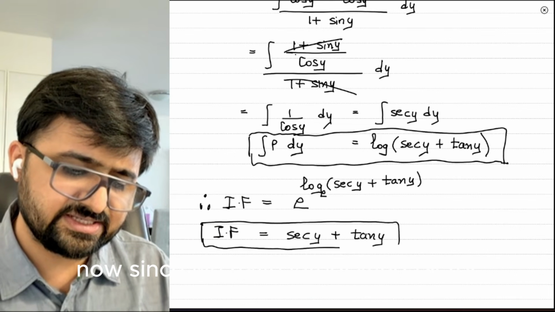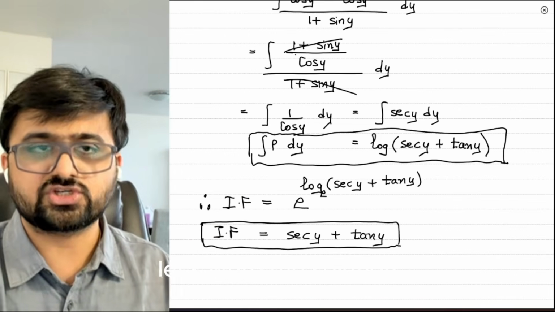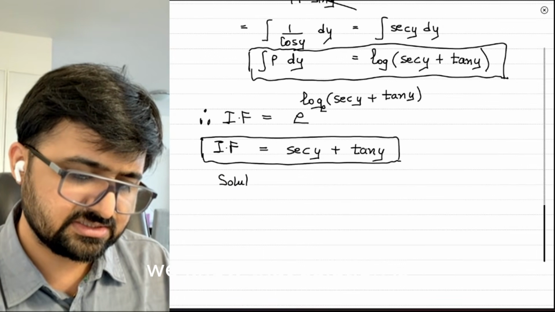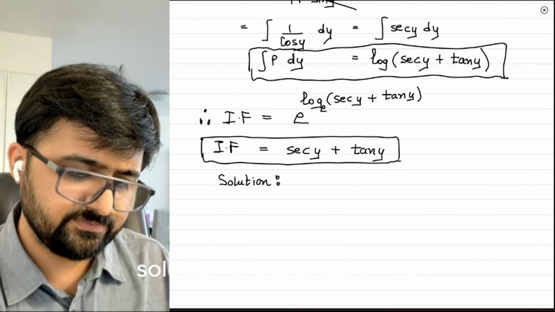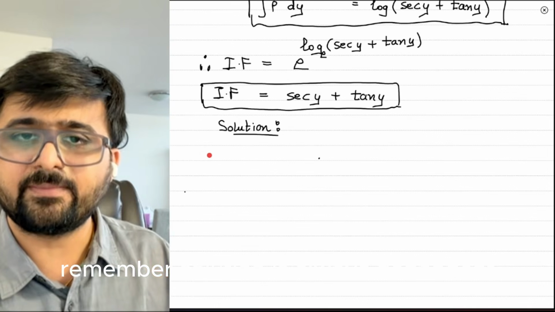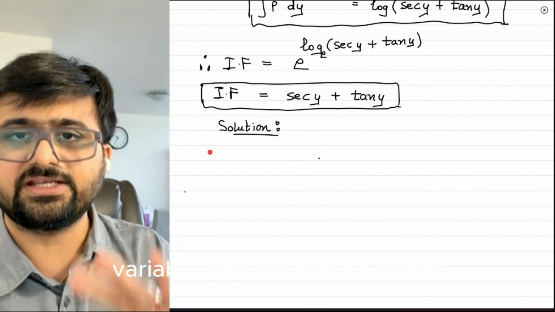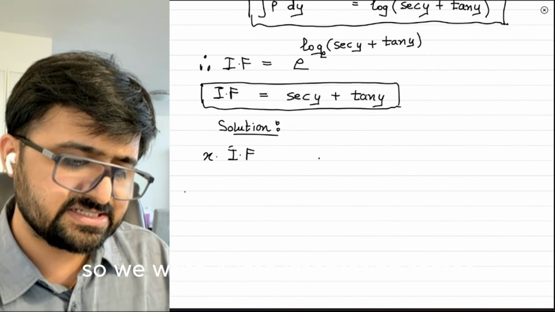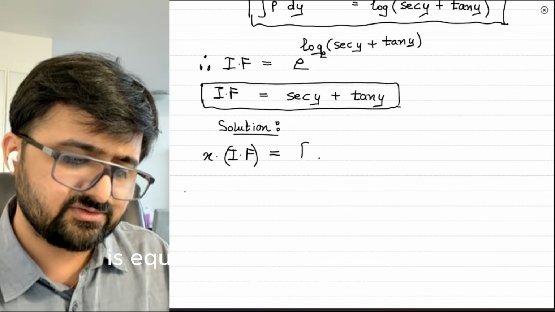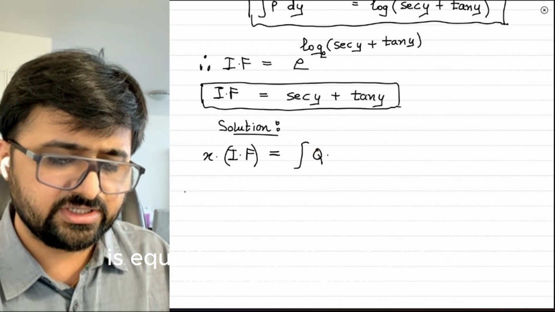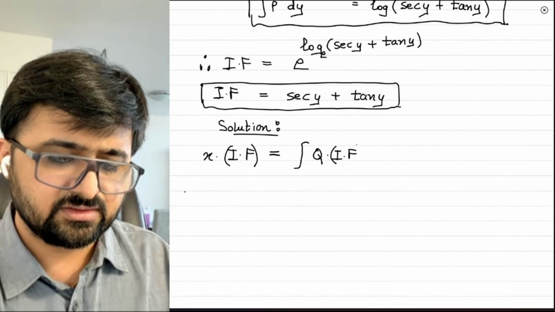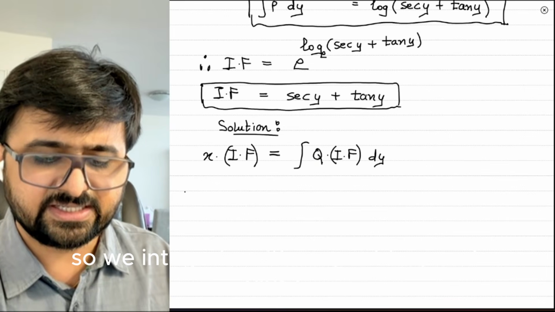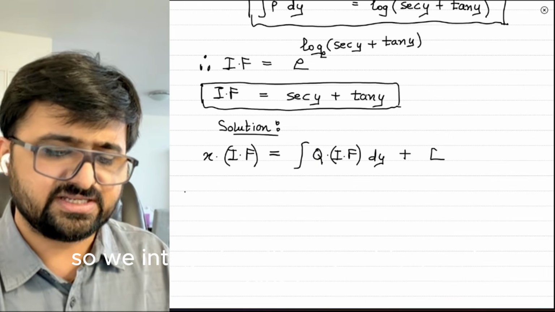Now, since we have the integrating factor, let's write the solution. Remember, the solution is always the dependent variable times the integrating factor. In this case, the dependent variable is x. So we write x times integrating factor is equal to the integration of q times integrating factor. Q is a function of y and the integrating factor is a function of y, so we integrate with respect to y, plus c.